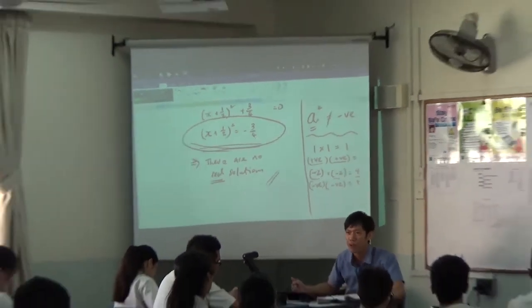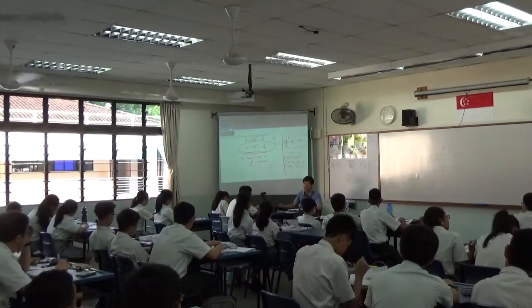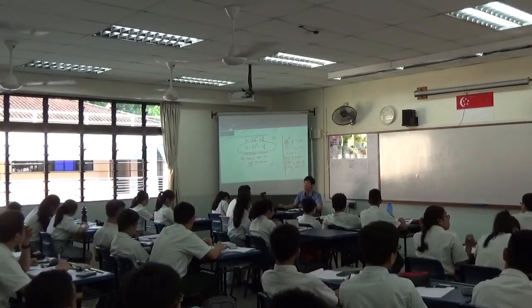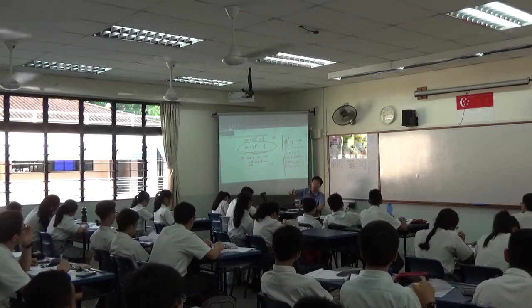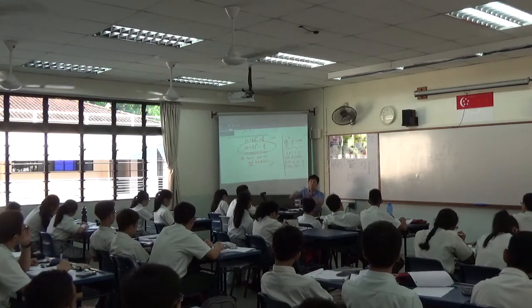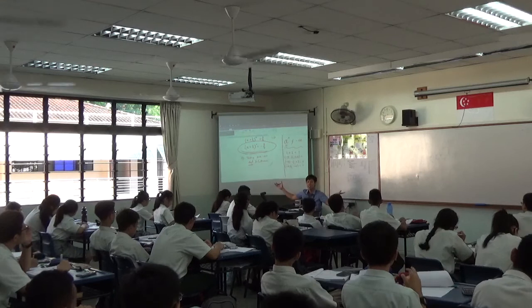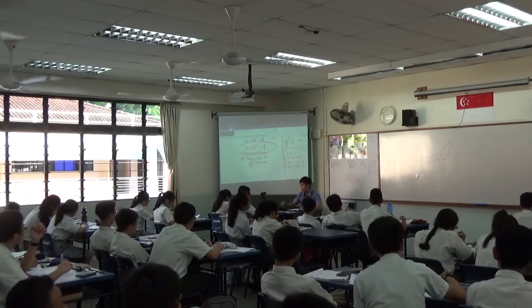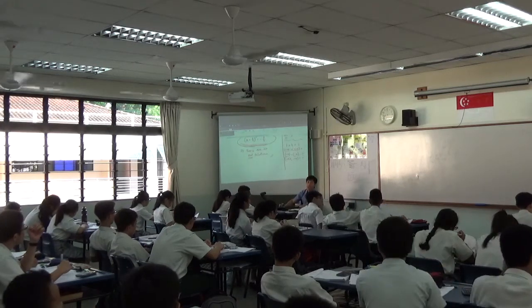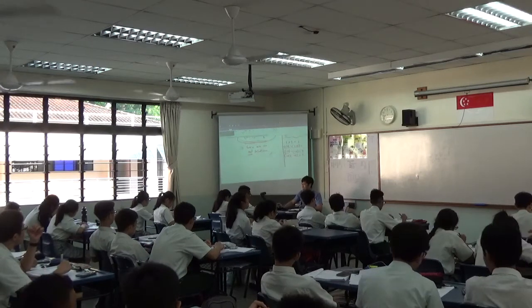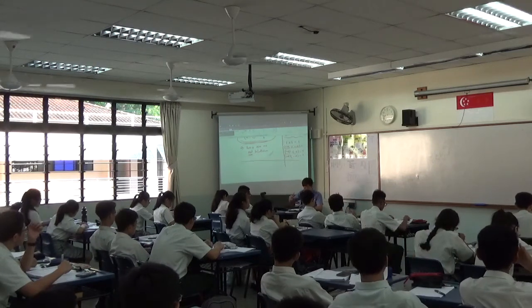But what does it mean by real numbers in mathematics? What if it is not real? Huh? It is fake? Okay, we have another word for it. It is called imaginary. Okay? We'll learn that when you go to JC. There are no real solutions. There are imaginary solutions. Okay, so that's for next time.